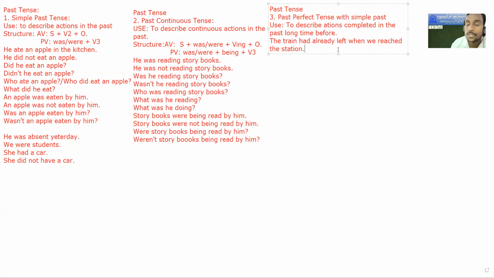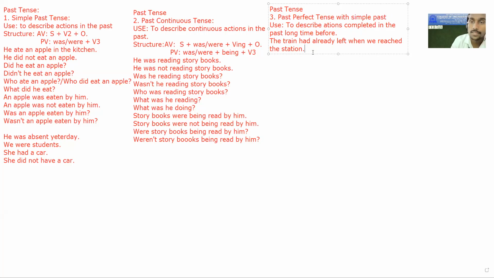Okay, to describe these two actions, the first action is in past perfect. So the train had already left. The leaving of the train took place first and then we reached. So reached is in simple past. The second activity is in simple past. The first activity is in past perfect. To describe such actions, people use past perfect tense with simple past.